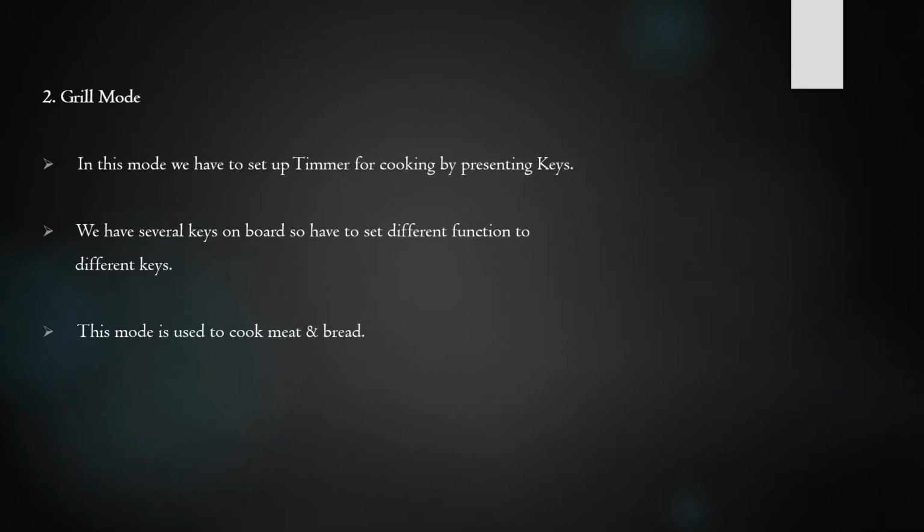The second one is grill mode. In this mode, we have to set up a timer for cooking by pressing keys. We have several keys on the board to which we set different functions. This mode is used to cook meat, bread, or other food items.